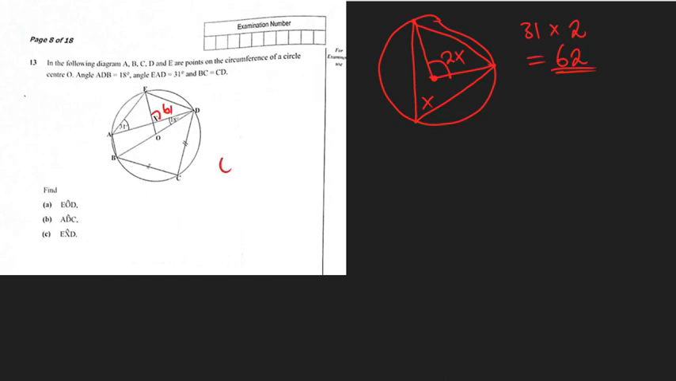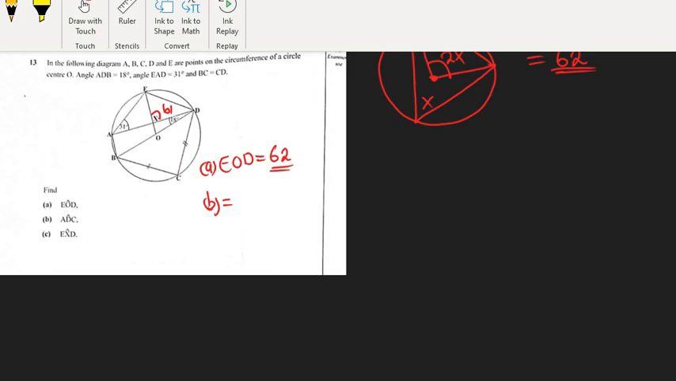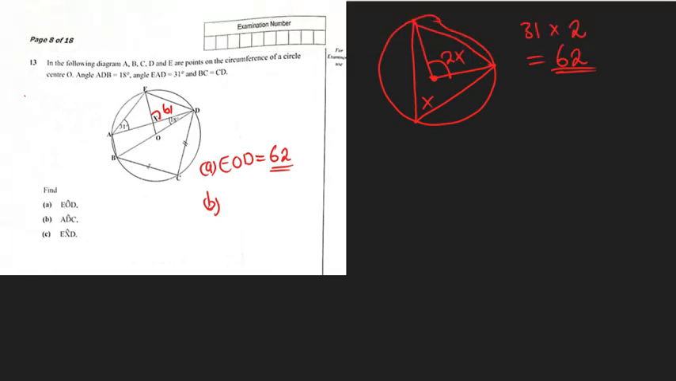So I can say EOD is equal to 62. Now we want to find ADC. They want us to find A, D, and C.